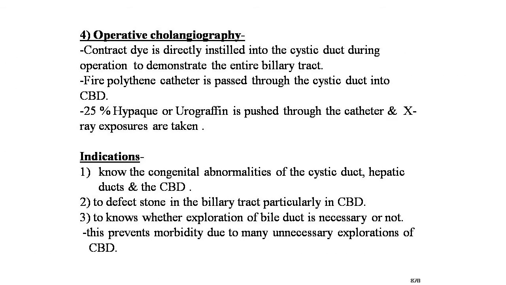Fourth investigation is the operative cholangiography. Contrast dye is directly instilled into the cystic duct during operation to demonstrate the entire biliary tract. A fine polythene catheter is passed through the cystic duct into the common bile duct. 25% Hepatic or Urografin is pushed through the catheter and X-ray exposures are to be taken.